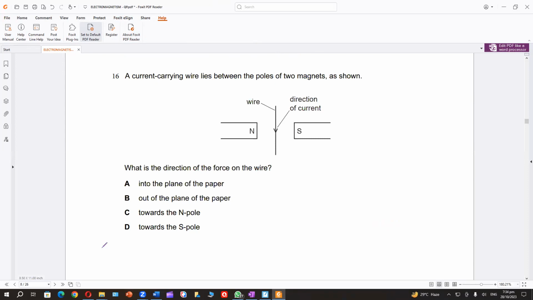Now look at this. A current carrying wire lies between the poles of two magnets as shown. Magnetic field is north to south. Current is downward. Now suggest, put the left hand rule.